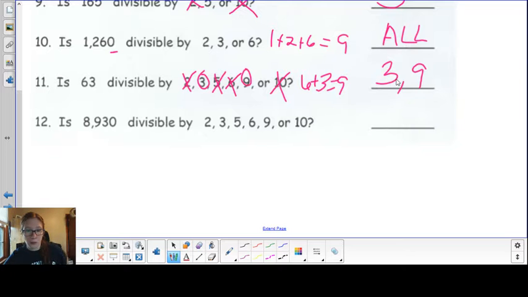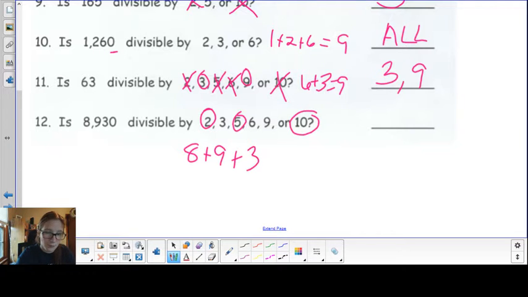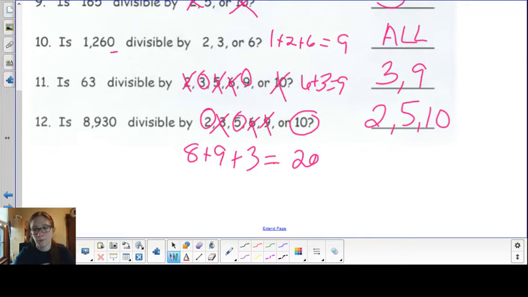8,930. Is it divisible by 2, 3, 5, 6, 9, or 10? Well, it's even, so it's a 2. It ends in a 0, so it's 10 and 5. 8 plus 9 plus 3. 8 and 9 is 17 plus 3 is 20. So 20 is not divisible by 3, so it's not divisible by 9, so it's not divisible by 6. So we have 2, 5, and 10.